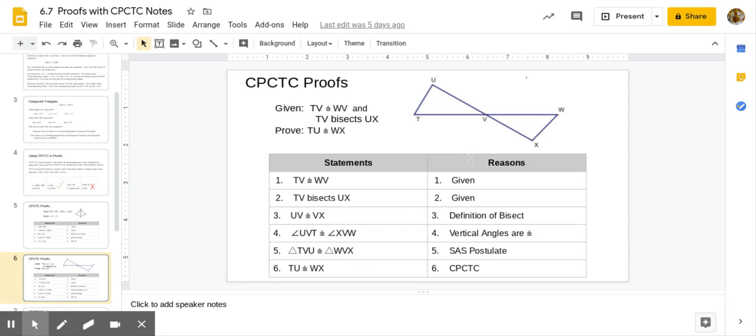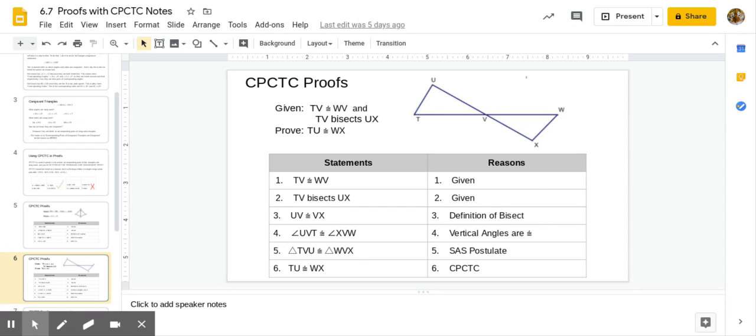Remember, if they tell you a word up here, you're probably going to use the definition of it in one of your reasons in your proof. So now we'd have a tick mark here, and maybe two ticks there, a tick mark here, and two tick marks there. Then we also have this pair of vertical angles here at V. But again, because there are multiple angles here, we need to name them with three letters. V has to be in the middle. So UVT would be congruent to XVW, and that's because vertical angles are congruent.